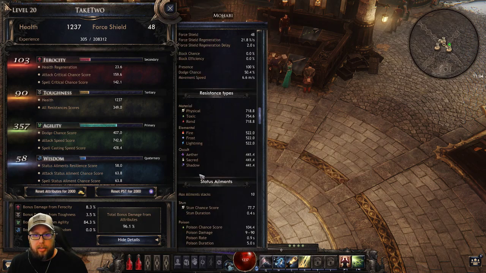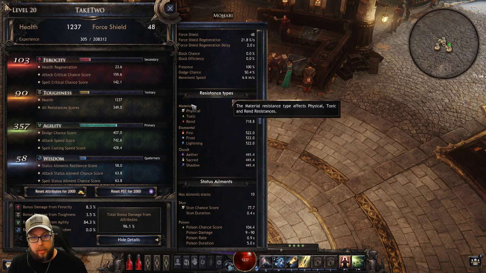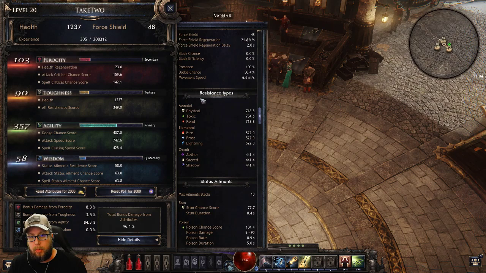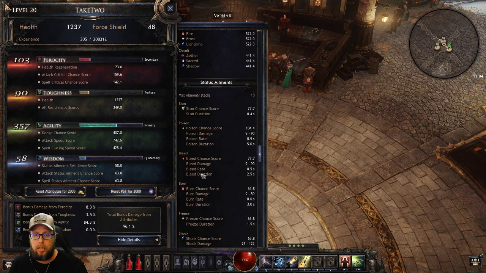Some other things that people have asked me about. Let's see. We went over the different types of damage, and that an easy way to look at what type of damage it is, if you're not sure, is just go to resistance types. Material damage, physical, toxic rend, elemental, fire, frost, lightning, occult, aether, sacred, shadow.